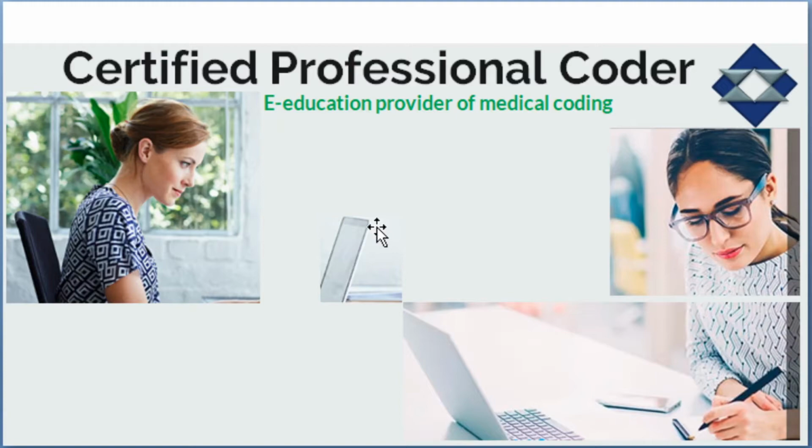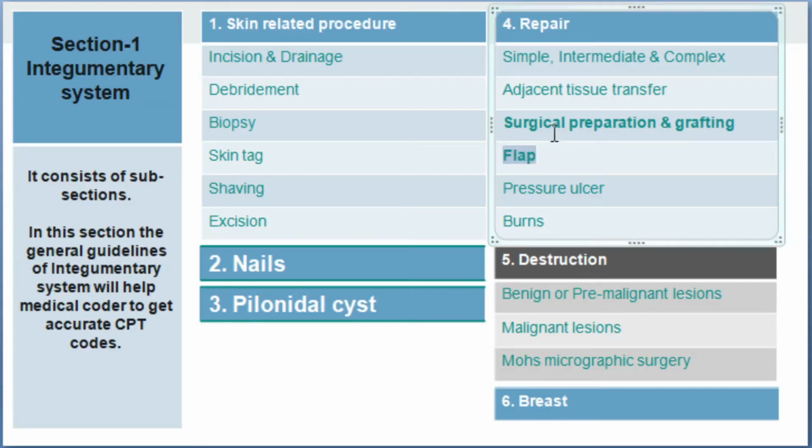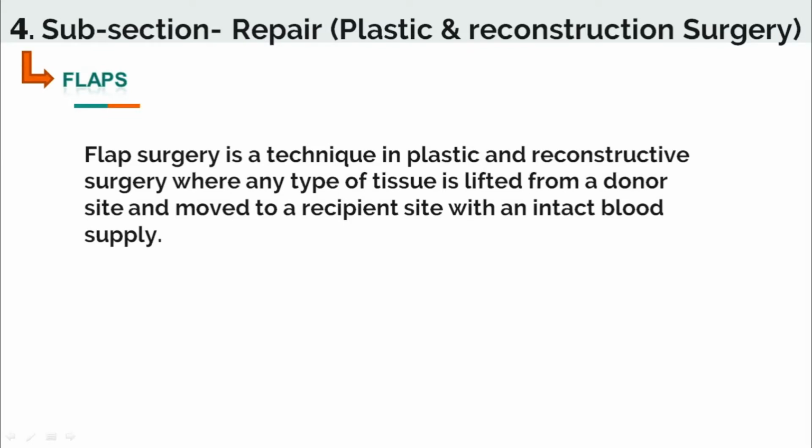In this video, you will learn about the integumentary system subsection, that is flaps. So let's start. What is a flap? A flap is a kind of plastic and reconstructive surgery where any type of tissue is lifted from a donor site and moved to a recipient site with an intact blood supply. It means the skin flap is still attached to its original site at one end and remains connected to a blood vessel.